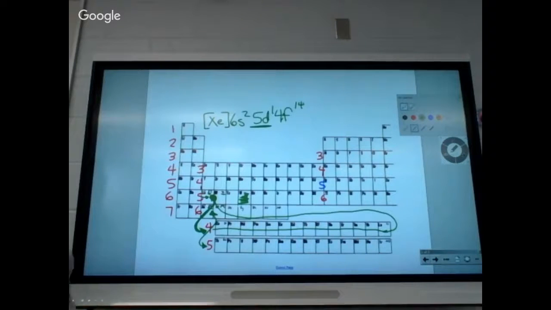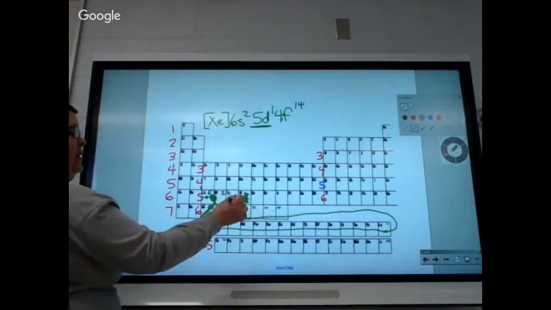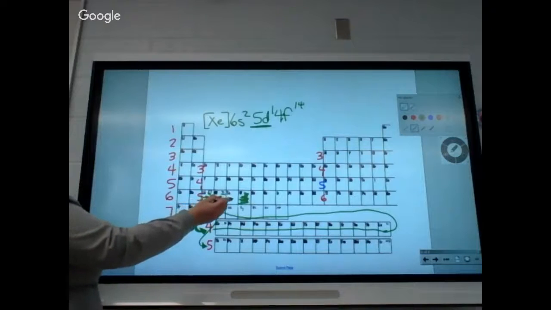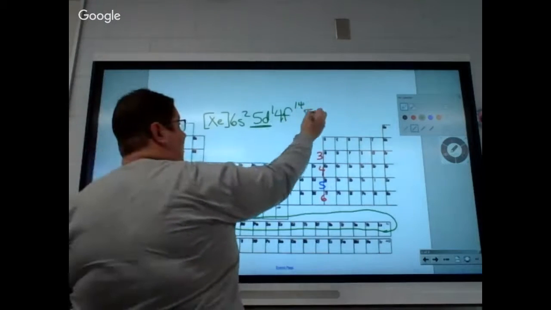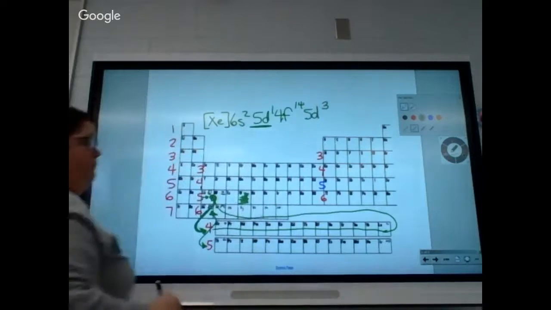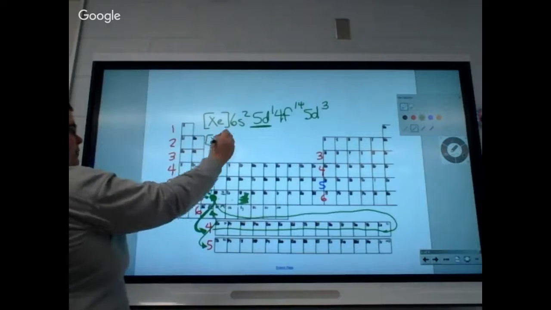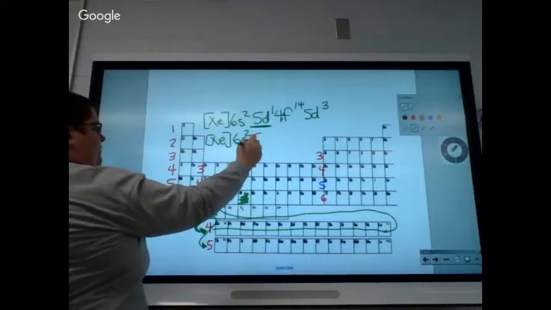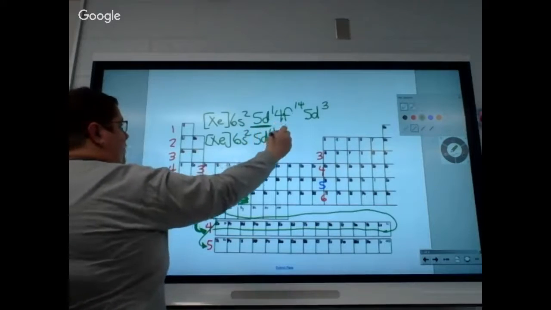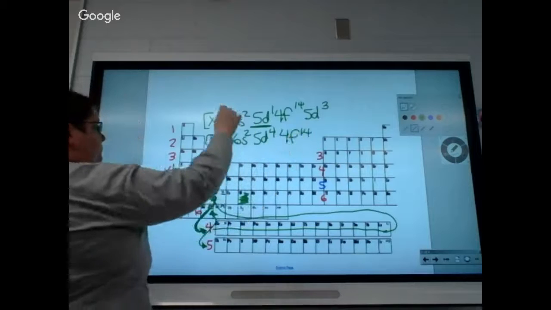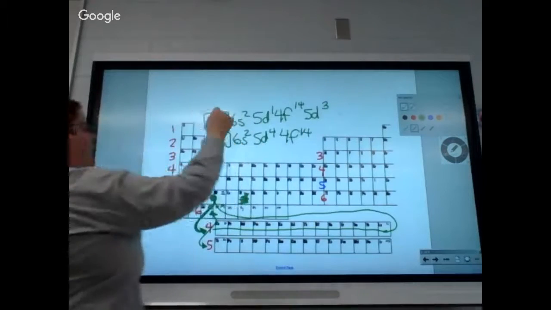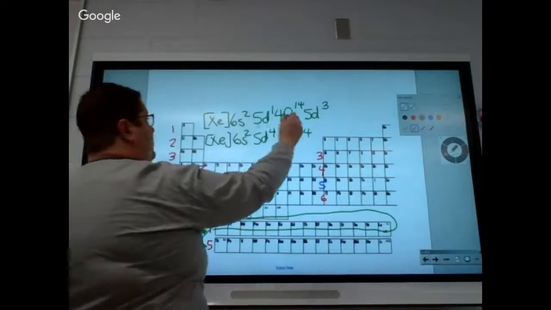Now, how many more 5ds do we have to get to W? 1, 2, 3. So we have 5d3. Now, are we going to leave that written that way? No, we're not. What are we going to do with those 2 5ds? You're going to add them up. So you're going to end up with Xe, 6s2, 5d how many? 4, and 4f14. Because we don't leave them separate. They have to be combined.